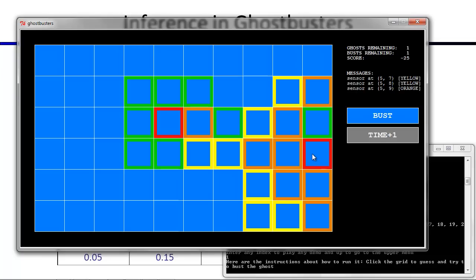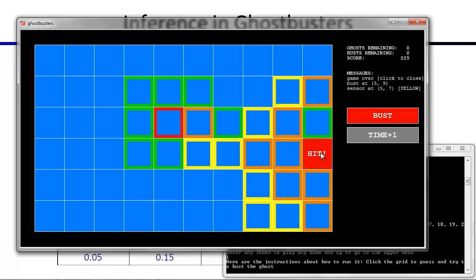We don't want to waste any more time. Let's take our chances and measure. But keep in mind that we just as well saw red over here. That just happened to be a very noisy measurement. Most likely, who knows? We don't know. There's a small chance the ghost is somewhere completely different or where we measured green. But let's try and see what happens. So let's take a bust action. Ghost remaining 0. We got him.